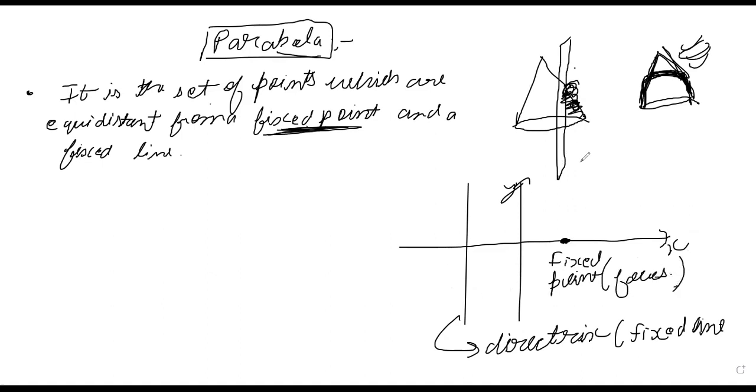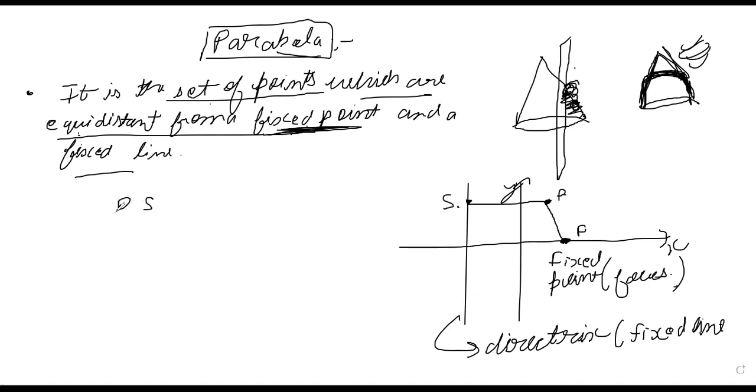So the set of points means if there is a point lying here, it is a set of points which are equidistant from the fixed point and a fixed line. It is equidistant from this point and from this line. If we draw a line like this and like this, let's say the point is P, the fixed point is F and the point on the directrix is S. Then PS will be equal to PF.